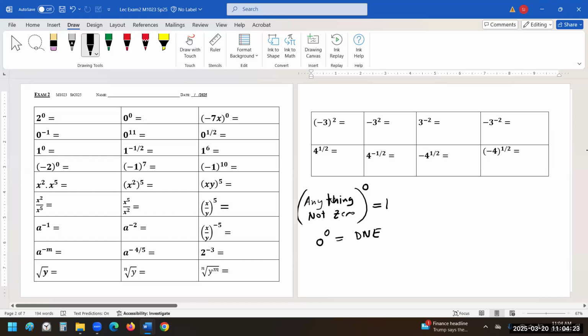That means 2 to the 0. What is 2 to the 0? 1. What is negative 7x whole thing to the 0? 1. What is 1 to the 0? 1. What is negative 2 to the 0? 1. So see, as long as you have not 0 on the base, the answer is always 1. The problem comes when you have 0 to the 0. What is 0 to the 0? Doesn't exist. So there is only one thing where we have doesn't exist with the power 0.